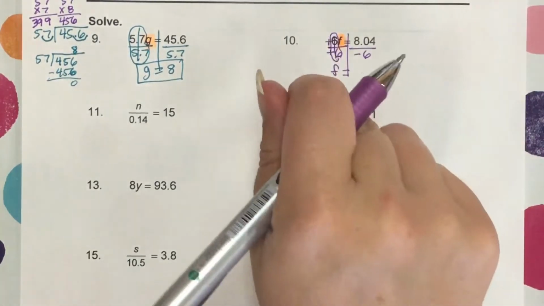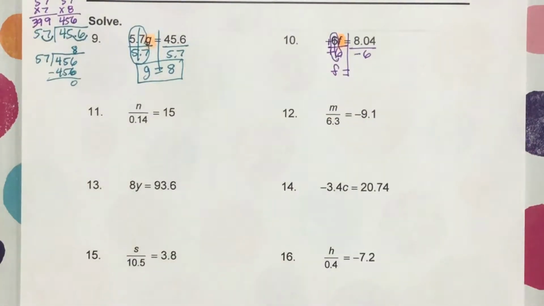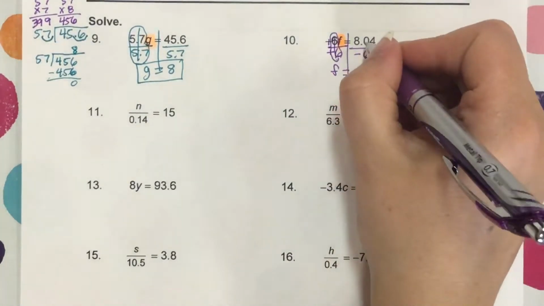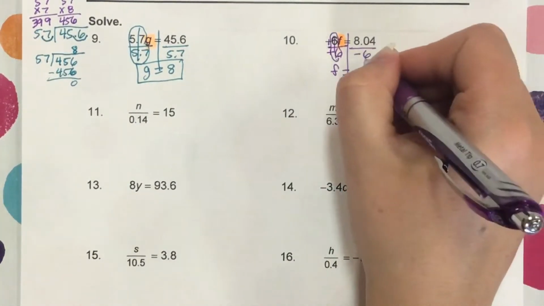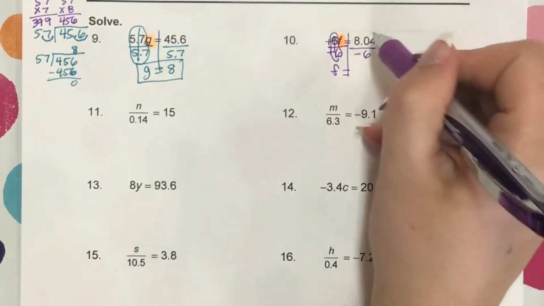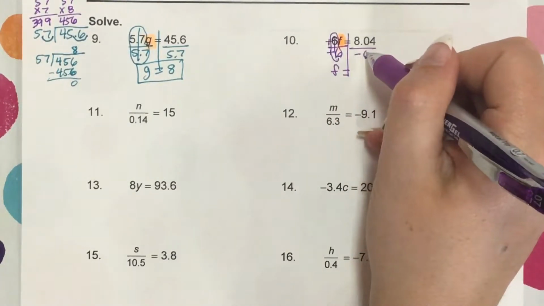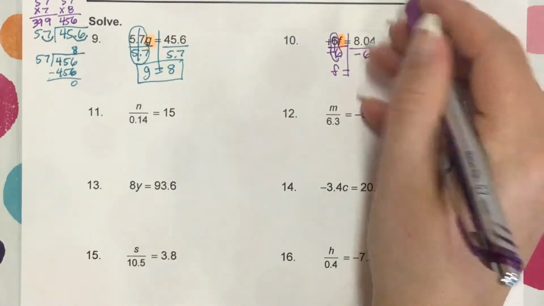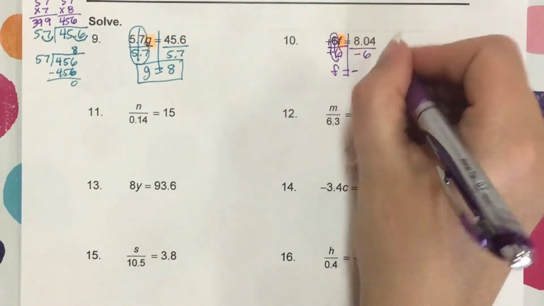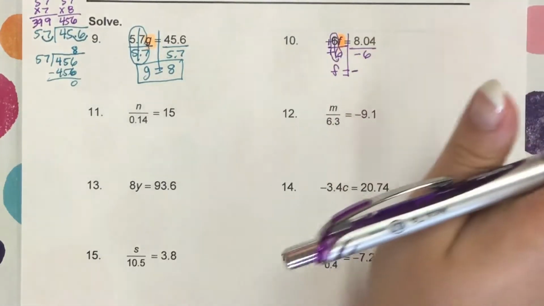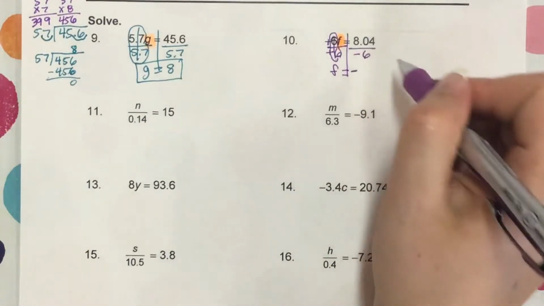Okay, so we did it. We have f by itself. Now we just need to figure out, well, what is 8.04 divided by negative 6? Well, whenever we have a positive divided by a negative, we know our answer is going to be negative. So whatever our result is, we know it's going to be negative. So now we don't have to think about the negative. Now we just need to figure out what the number is.